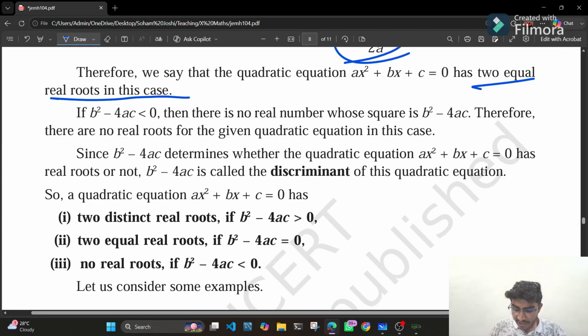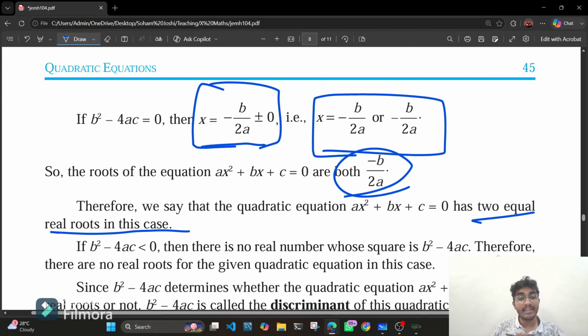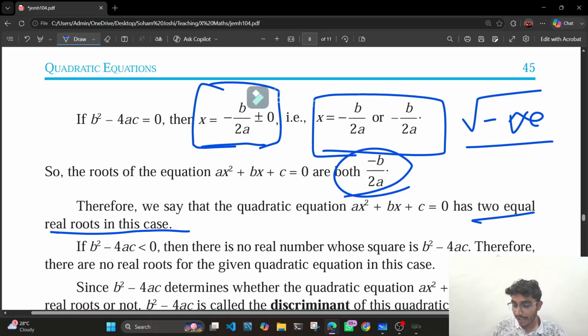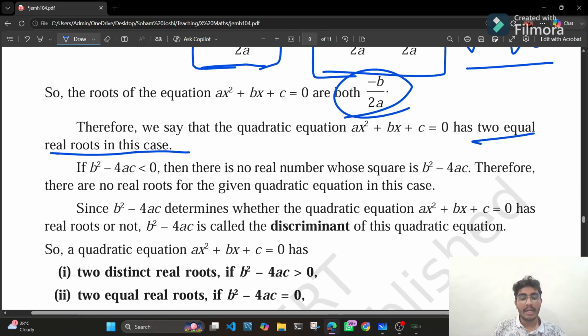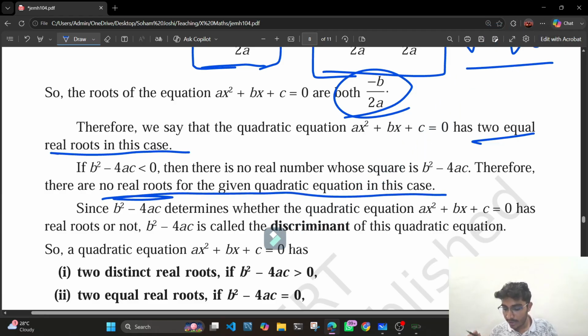Okay. Next is if b square minus 4ac is less than 0, that is, it is negative. Imagine that if there is a negative number inside the root, how are you going to find it out? You learn complex numbers in class 11. That is not for your grade as of now. So therefore, you just need to remember that if b square minus 4ac is less than 0, that is, if it is negative, then no real roots are acquired. We get imaginary roots. So therefore, no real roots for the given quadratic equation in this case.